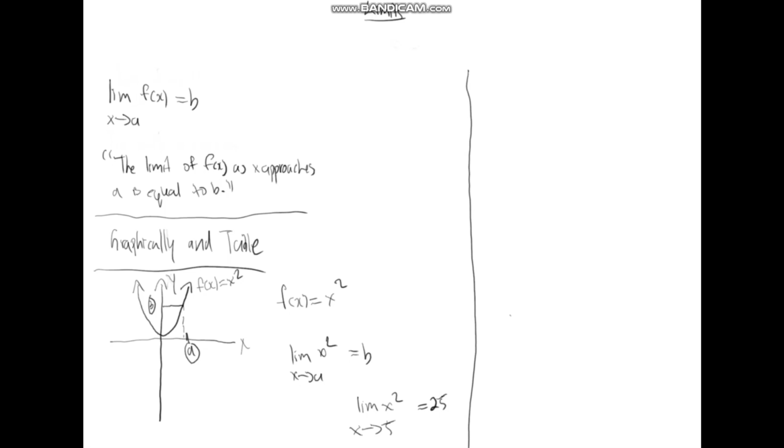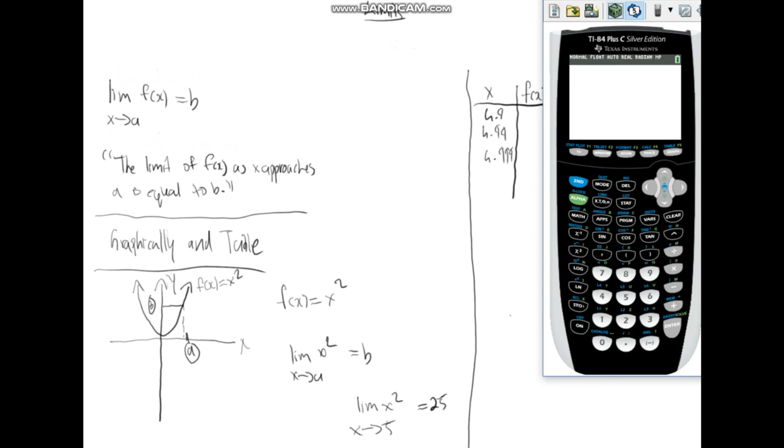Now another way to do this is to use tables. So we'd have to draw two tables, in which we have x and f of x, and we draw another table in which we have x and then f of x. And then here we can write 4.9, 4.99, 4.999, and here we can write 5.1, 5.01, and 5.001.